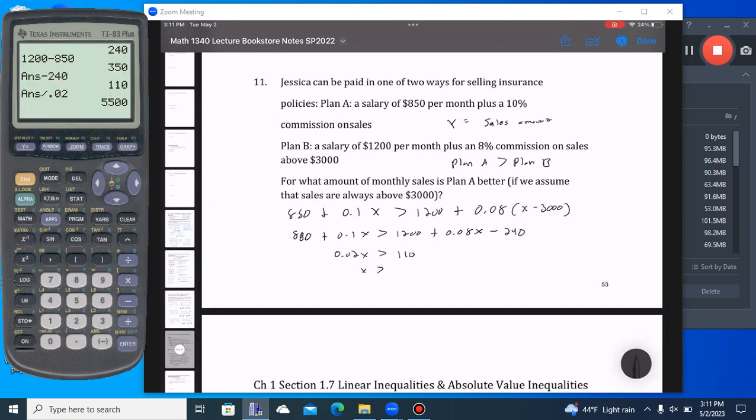You get 55,000. That's the sale amount that would be needed in order to have Plan A be better.